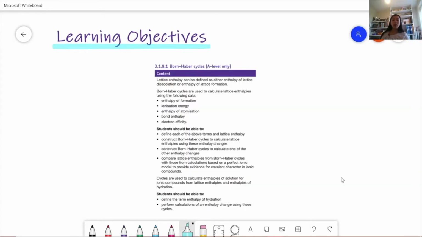We're going to be learning about Born-Haber cycles, and these are our learning objectives. We're going to be able to define each of the above terms and lattice enthalpy. So that's enthalpy of formation, ionization energy, enthalpy of atomization, bond enthalpy, and electron affinity. And then we're going to construct Born-Haber cycles to calculate lattice enthalpies using these enthalpy changes.